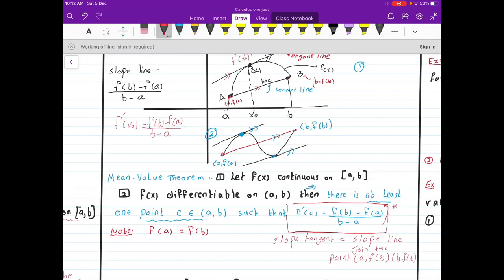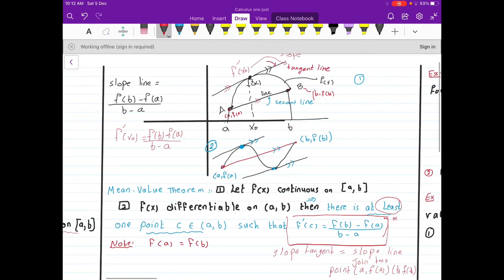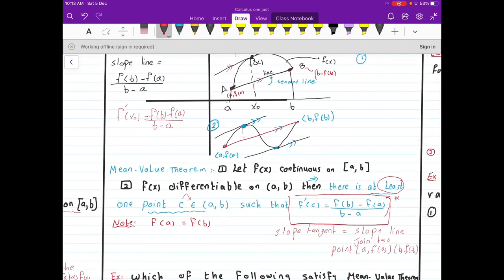Notice from the first graph, the theorem says at least. In graph 1 we found only one point such that the tangent line is parallel to the line that joins the two points A and B. In graph 2 you have two points, so at least means you can find one or more. And this point must belong to the interval (A, B).